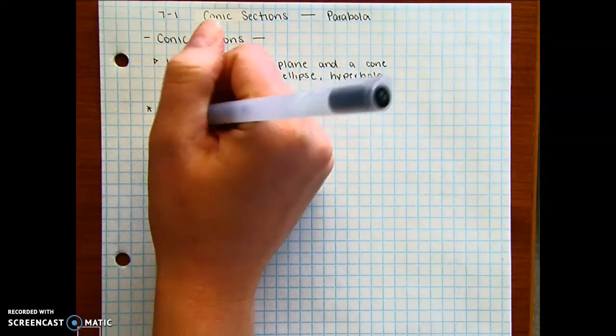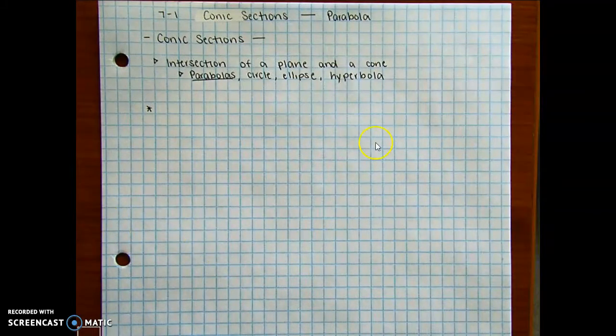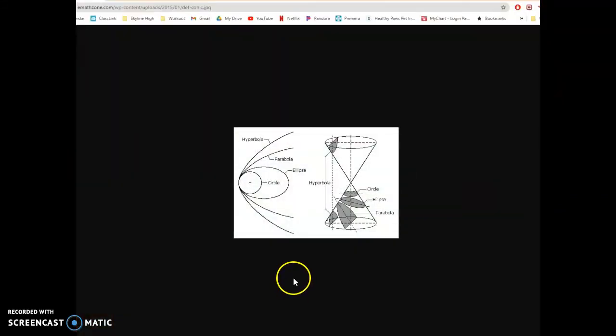Before we talk about a parabola, I want to show you a picture of how these come to be. So here you have a cone, and these dashed lines are going to be how a plane is intersecting. So if it goes straight across, we'll get a circle. If it's at an angle, we will have an ellipse. Bigger angle, we have a parabola, and going straight up and down, we have what's called a hyperbola. So we're going to start today's lesson by talking about parabolas.